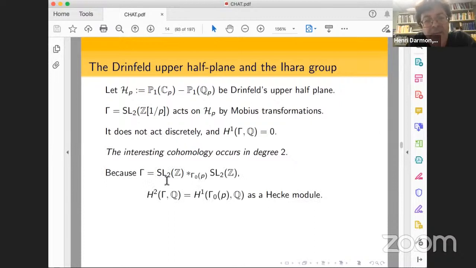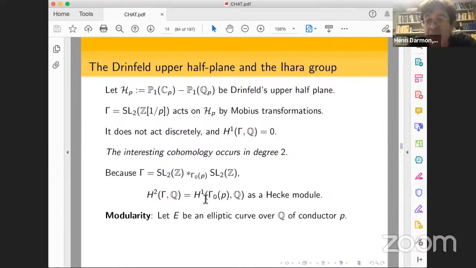Namely, the group gamma can be expressed as an amalgamated product of two copies of SL2(Z), the standard copy and the conjugate by a matrix (p 0; 0 1), which intersect in a common Gamma_0(p). And this basic group theoretic fact, which Ihara proved, I think, by exploiting the action of gamma on the so-called Bruhat-Tits tree of the p-adic upper half plane, allows us to relate the second cohomology of gamma with values in Z to the first cohomology of the Hecke group that arises here, the group Gamma_0(p). And this is an isomorphism which respects the action of Hecke operators.